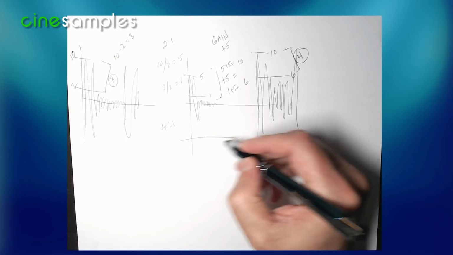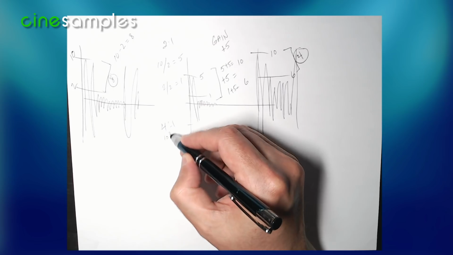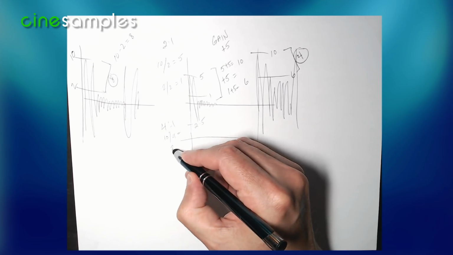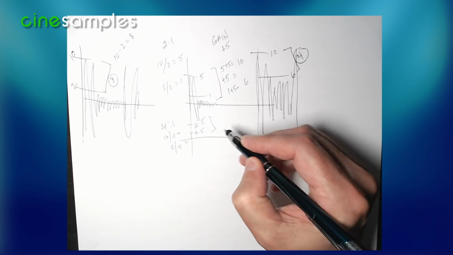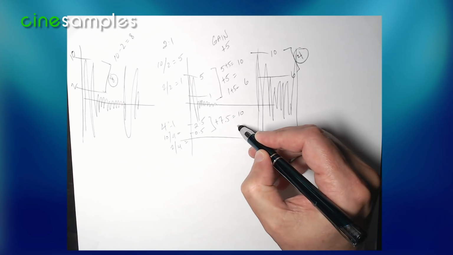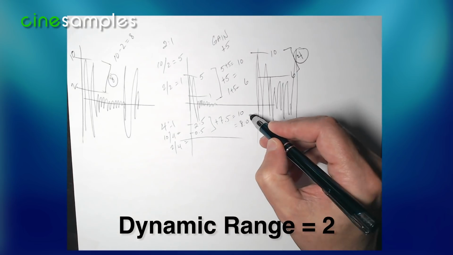4 to 1 compression reduces the dynamic range even more. 10 divided by 4 equals 2.5. 2 divided by 4 equals 0.5. In order to return the peaks to 10, we add 7.5 as makeup gain to both values. That gives us 10 and 8. Rendering a new dynamic range of 2.